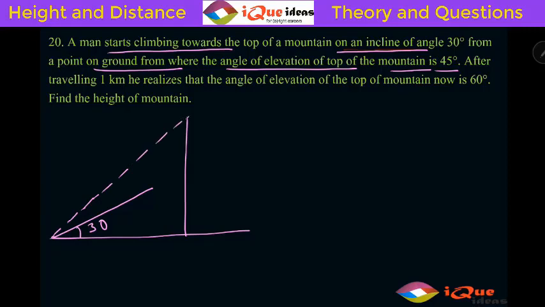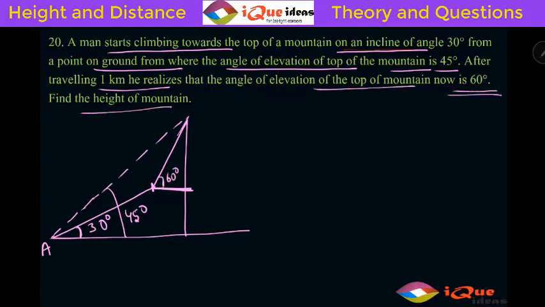So what we can also see here is that my actual incline of the mountain is 30 degree at that point. Let's say this point is A, and the angle of elevation of the top of the mountain is 45 degree. This is what it means. After traveling 1 kilometer, suppose he has traveled 1 kilometer to this point. From this point, suppose this is the horizontal line, and when he looks up, this angle is 60 degree. The new angle of elevation is 60 degree. Alright, find the height of mountain.